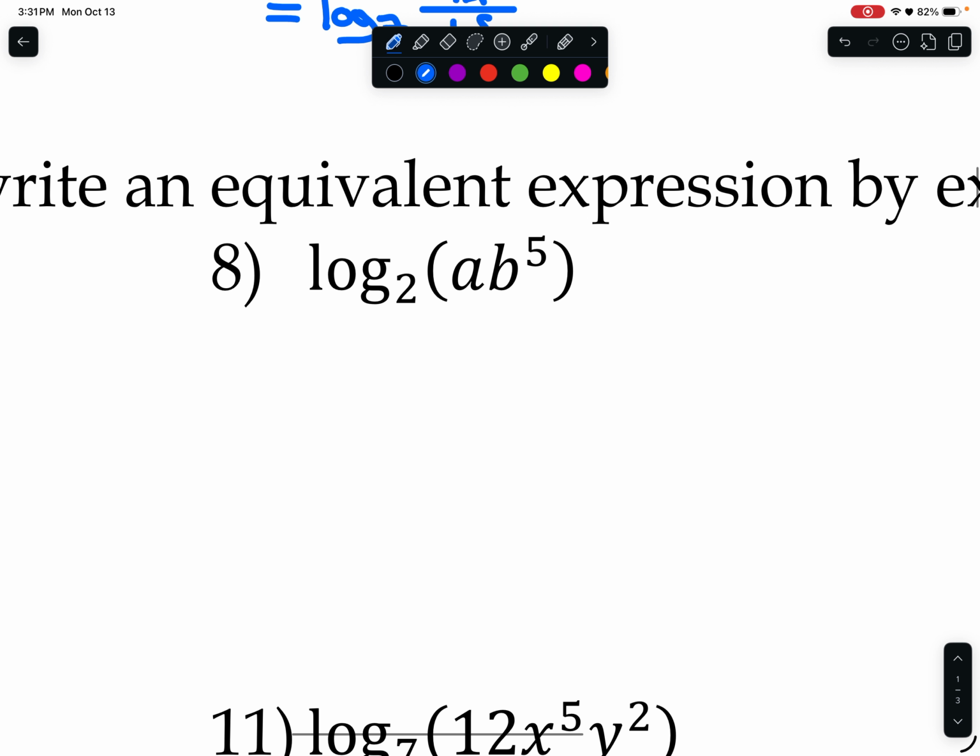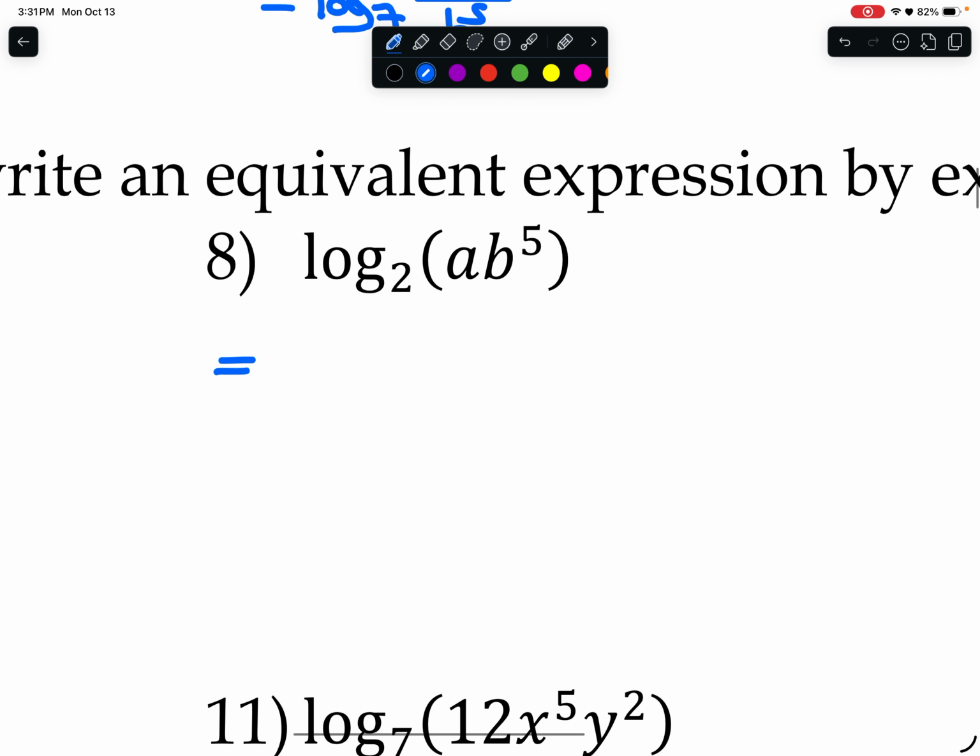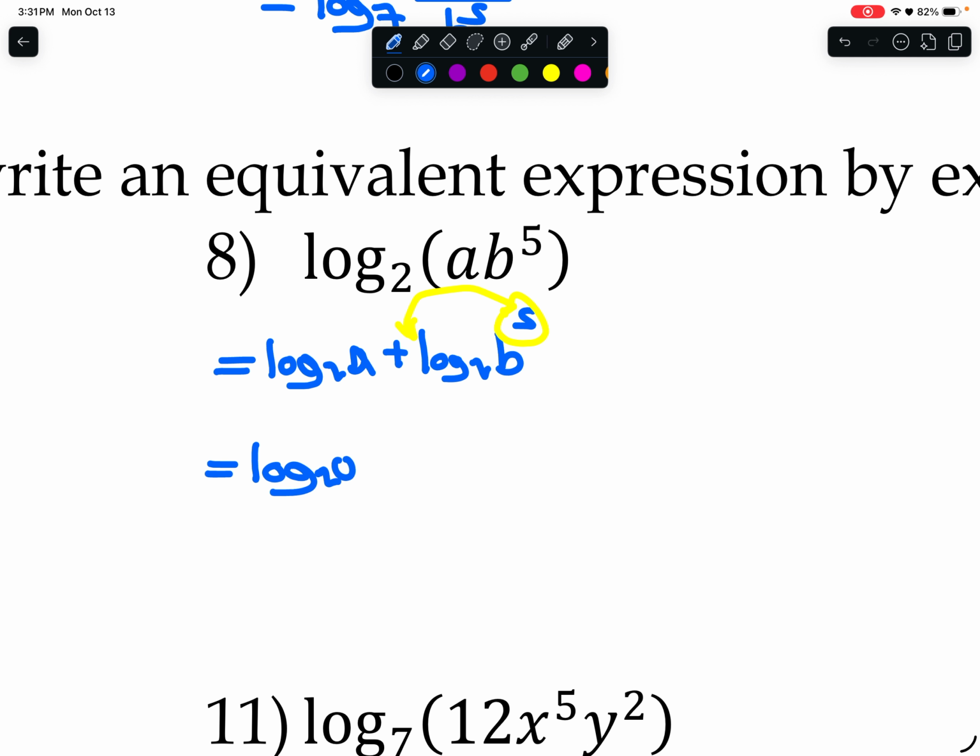Then over here, same idea, each of these argument values is going to get its own logarithm. So this will be log base 2 of a plus log base 2 of b raised to the 5th. And then my exponents are going to become coefficients. So I'm going to rewrite this as log base 2 of a plus 5 times log base 2 of b.